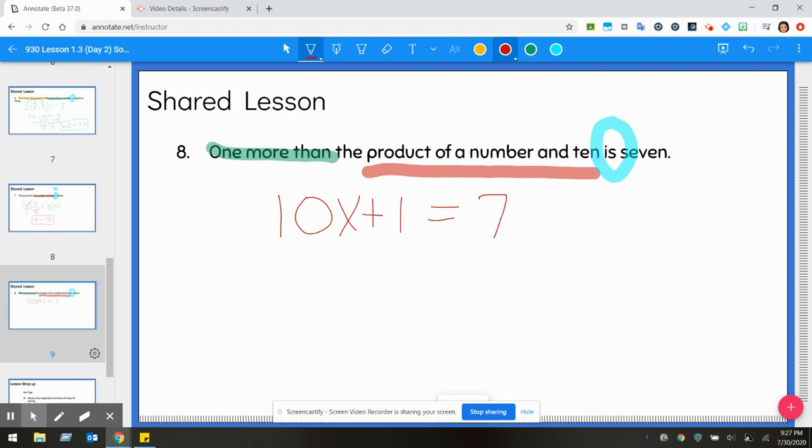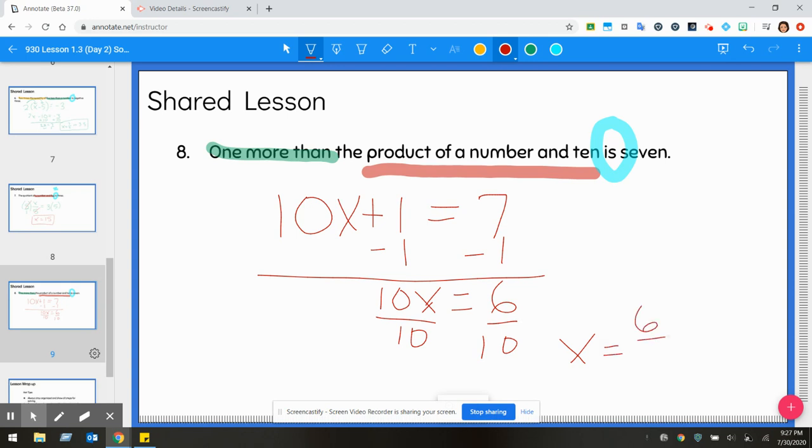Okay, we want to get that variable of x isolated. So I'm going to subtract 1 from both sides. 10x equals 6. Undo this operation of multiplication, 10 times x, by dividing both sides by 10. And you get x equals 6 tenths. Okay, always, always, always want to simplify. So that can simplify into 3/5 for our final answer.